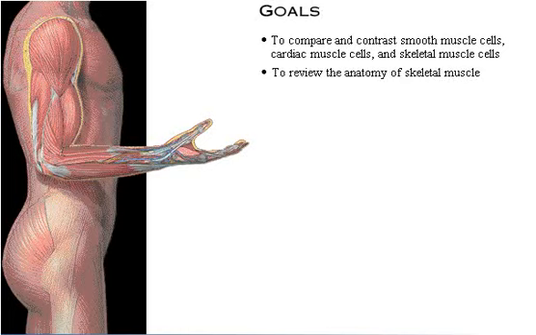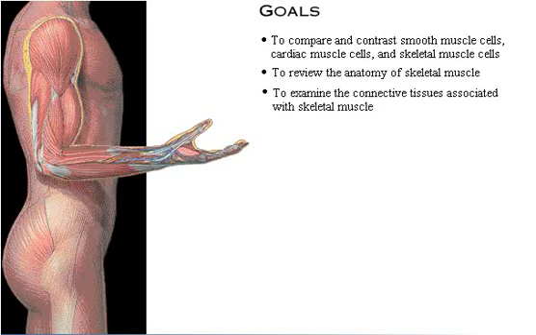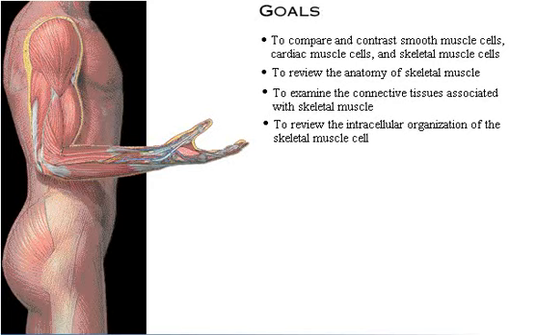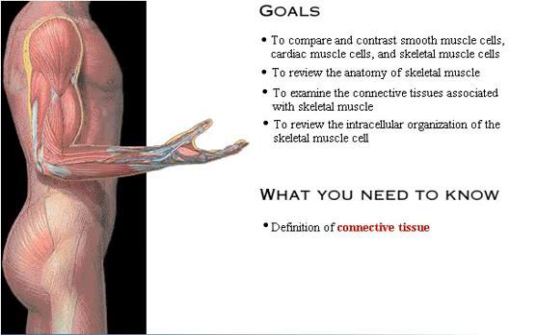To review the anatomy of skeletal muscle. To examine the connective tissues associated with skeletal muscle. To review the intracellular organization of the skeletal muscle cell. Here's what you need to know: the definition of connective tissue and the structure of a typical cell. To see definitions of terms, click the bold red words.